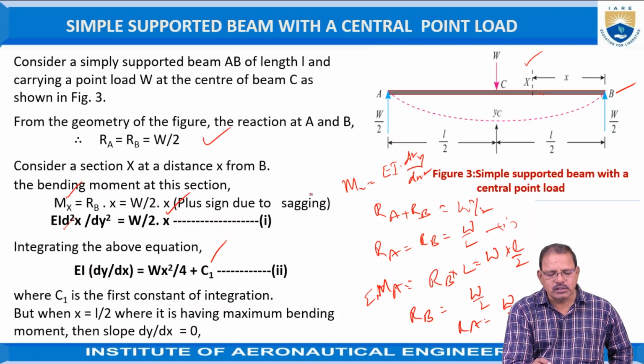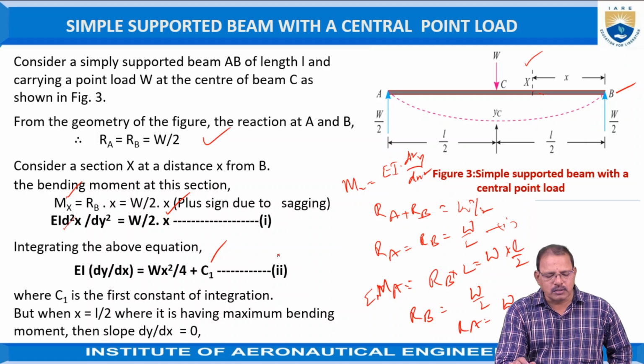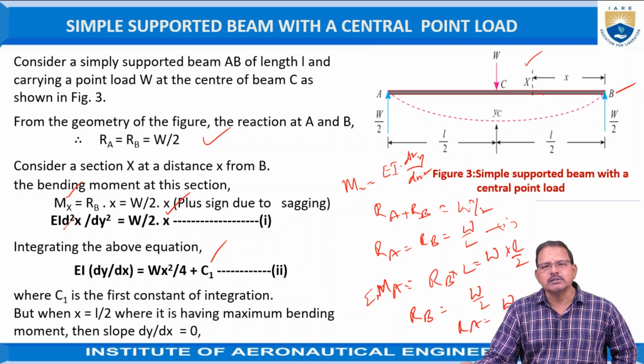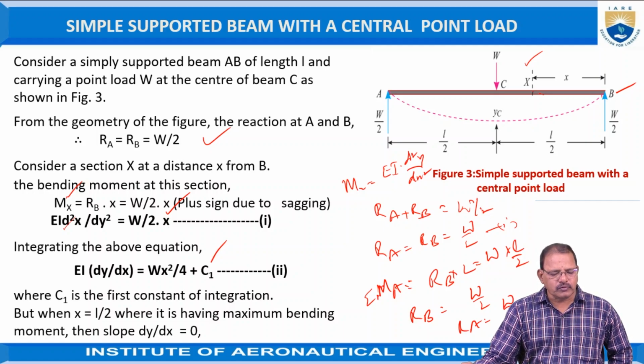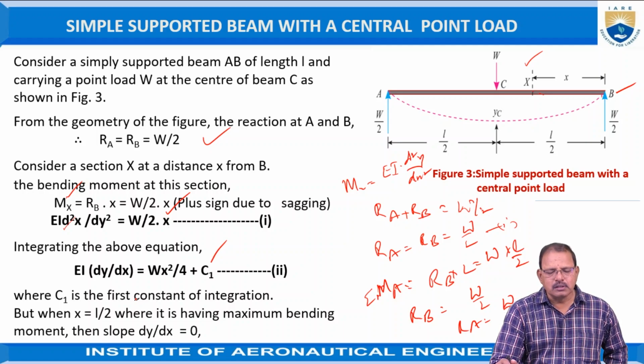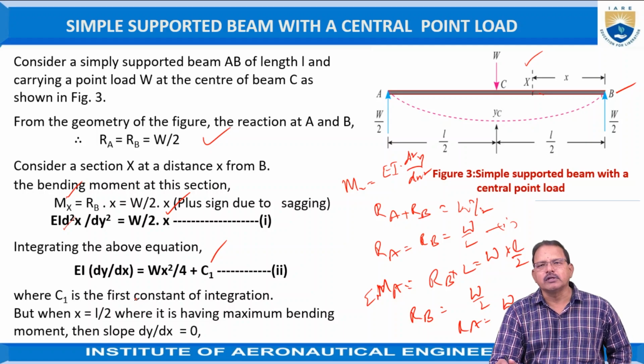Just integrating this equation number 1, we got EI into dy by dx is equal to W into x square by 4 plus C1 now. Where C1 is the integration constant, it can be evaluated by using the end conditions. Here when x is equal to L by 2, we are having the maximum bending moment at its center. When the maximum bending moment is there, the slope at that point should be equal to 0 now. That means dy by dx is equal to 0 in equation number 2 when x is equal to L by 2 now.